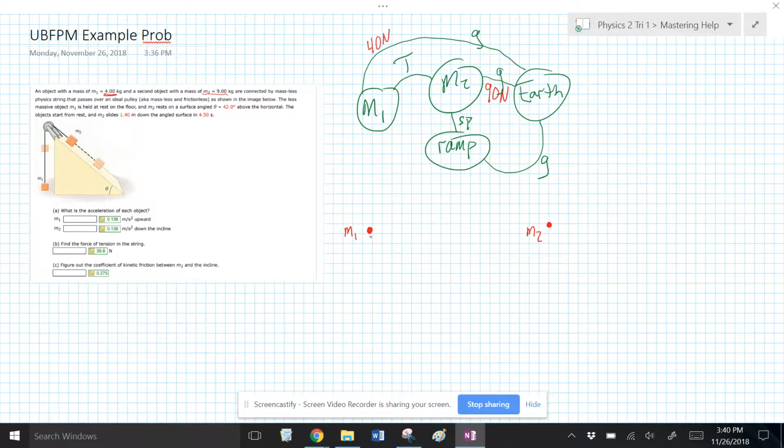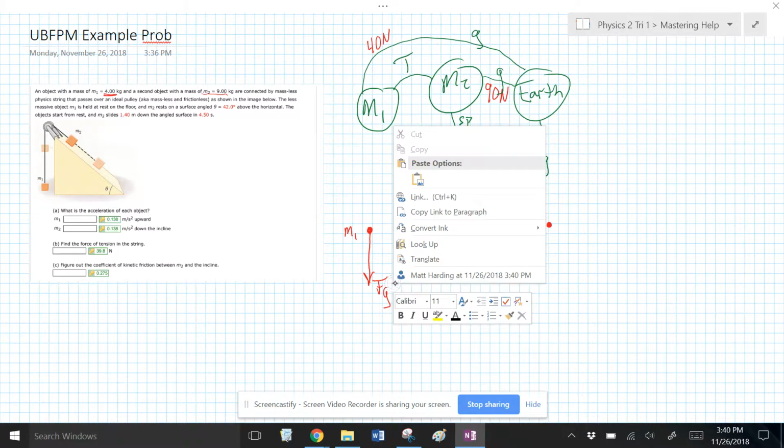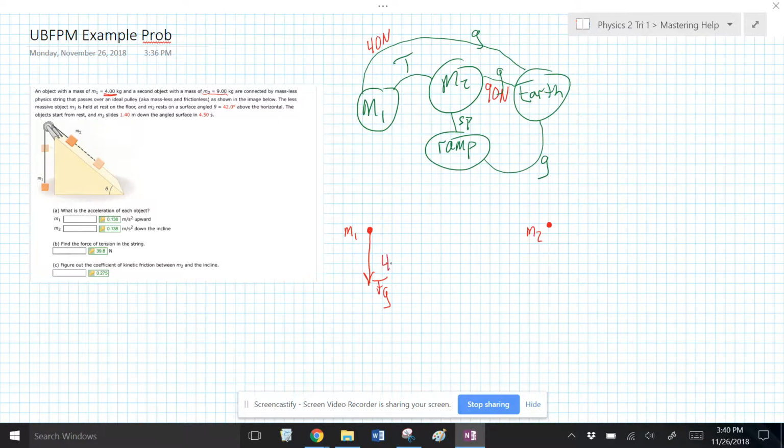So I can start to piece together my free body diagrams for M1. This is FG, and it's going to be 40 newtons, and there's also a tension force here. For M2, there's gravity here. This is 90 newtons. The tension, if you look at it, it's not going to be straight up. It's going to be at an angle. This angle from the surface is 42 degrees.